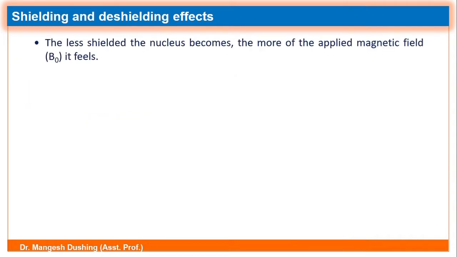Now we will see the de-shielding effect. What is de-shielding? The less shielded the nucleus becomes, the more of the applied magnetic field B0 it feels. So if a proton is de-shielded or less shielded, then what will happen? If we are providing some amount of external magnetic field B0, but that nucleus is not shielded, it's de-shielded, then even if we provide a lower field, that proton feels more.